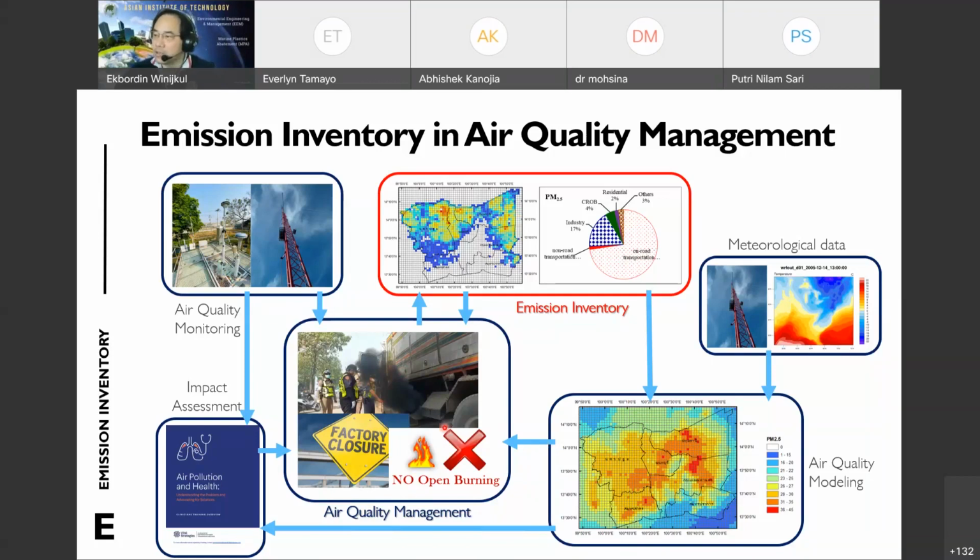Okay? And then to complete the picture, you have another tool, air quality monitoring. This air quality monitoring can also put information into the impact assessment and also give information about whether we should have more strengthened air quality management in the city or not.